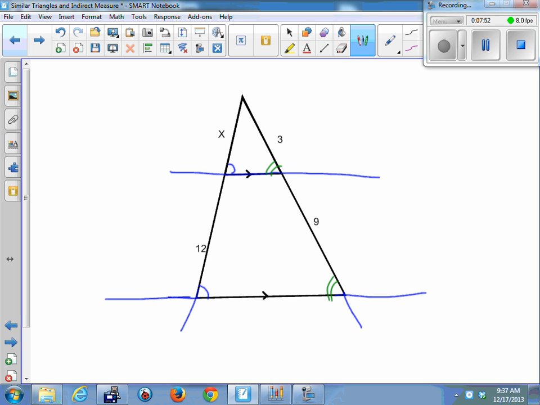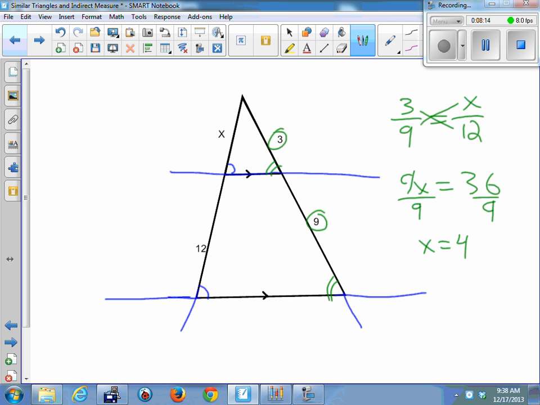So we know these triangles are similar, and we're going to set it up like this: 3 over 9, this side over the bottom part, equals X over 12. Here we get 9X equals 36. Divide by 9, X equals 4. So we can type in here, X is 4. And that's what we're going to be doing in class.